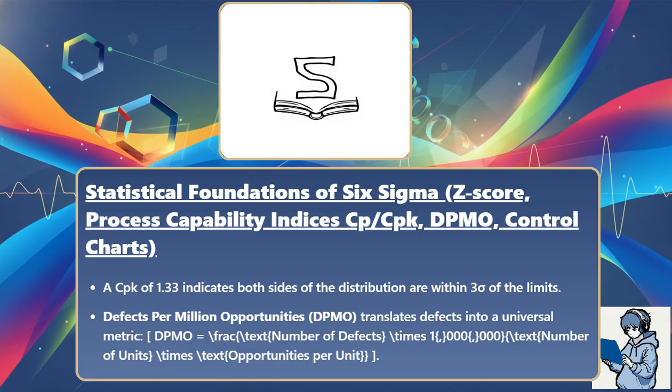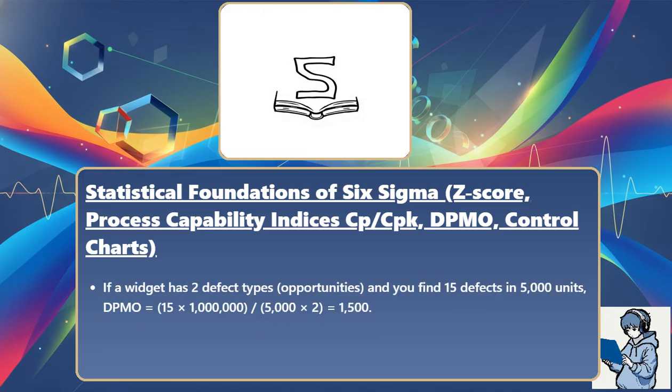Defects per million opportunities, DPMO, translates defects into a universal metric. DPMO equals number of defects times 1 million divided by (number of units times opportunities per unit). If a widget has 2 defect type opportunities, and you find 15 defects in 5,000 units, DPMO equals 15 times 1 million divided by (5,000 times 2), which equals 1,500.